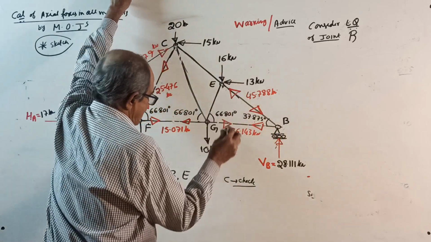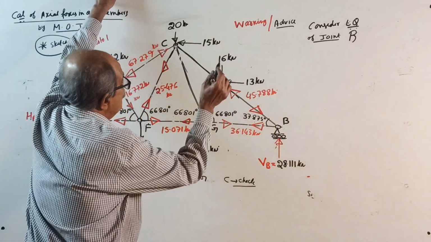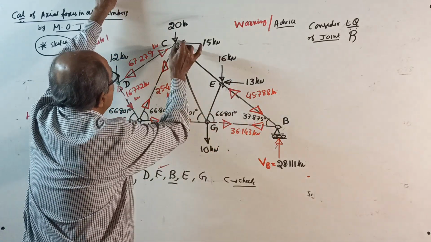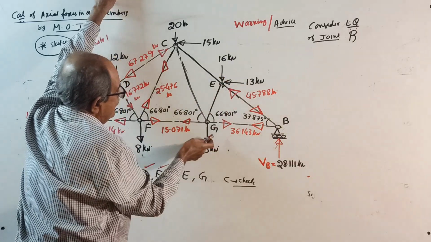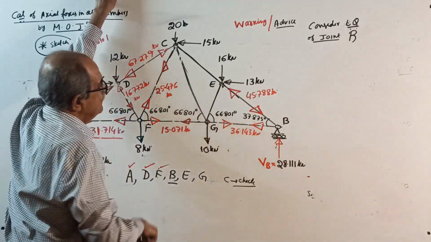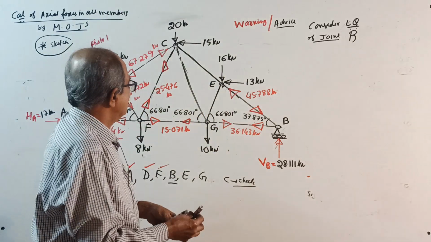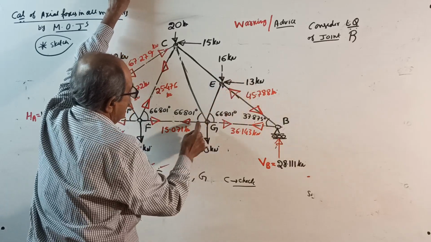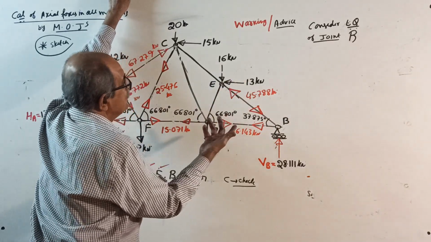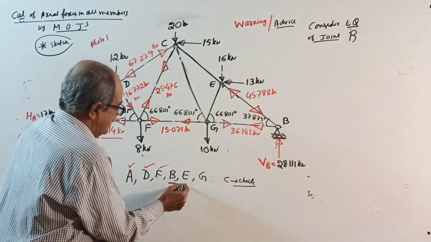Next. See now. After B, you can go to E or G or C. C we will not go. Both are inclined. Here also both are inclined. It does not matter. Anyway, here 1, 2, 3, 4, 5. Here 1, 2, 3, 4. Both are same. So we will go to E.